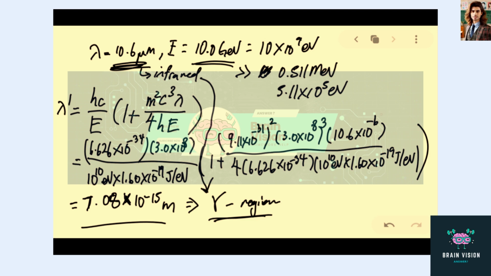This is particularly effective if we want controlled sources of gamma rays, such as in nuclear medicine or high energy physics. Because of this process, we can actually produce gamma ray sources.